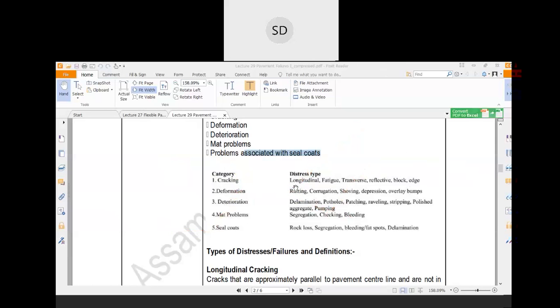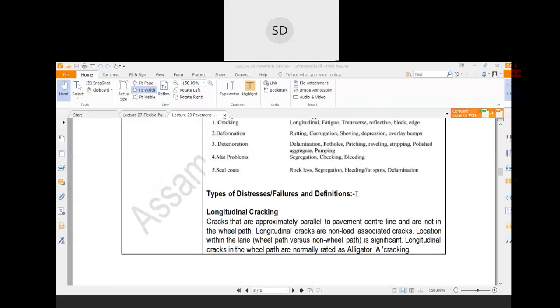Then deterioration. So there are different types of deterioration like potholes, patching, raveling, stripping, polished aggregate, bumping, etc. are the deterioration. Then mat problems, that is segregation, checking, bleeding, and seal coats, there is rock loss, segregation, bleeding, fat spot, delamination. So these are the different terms.